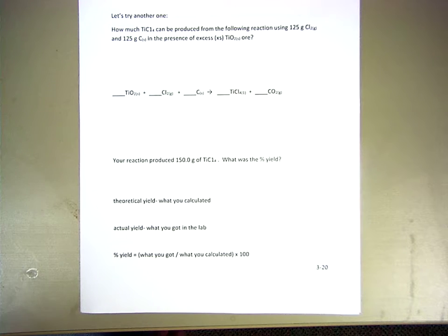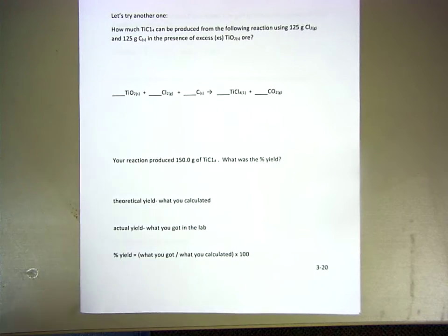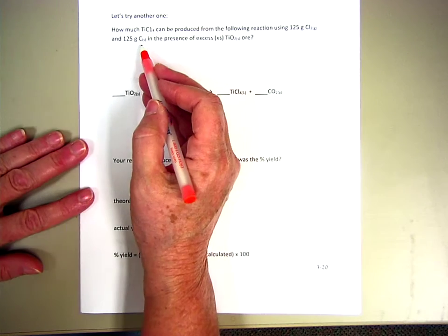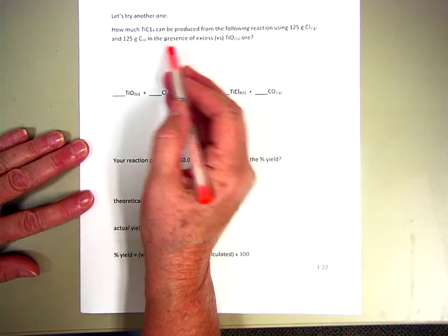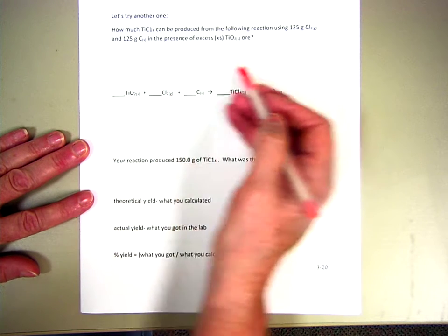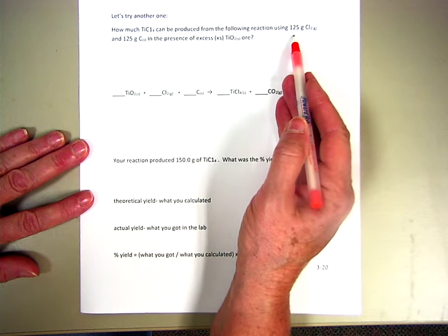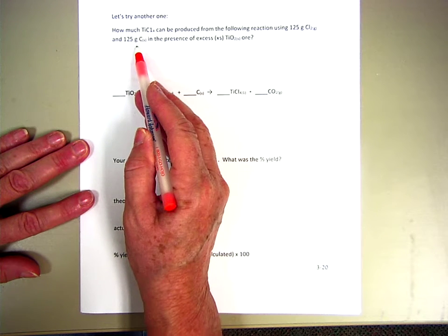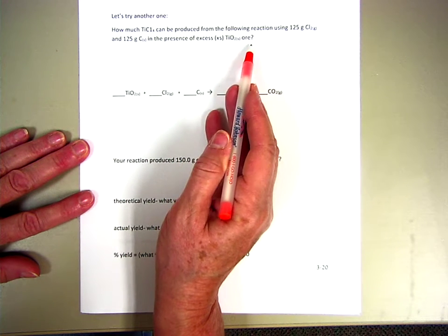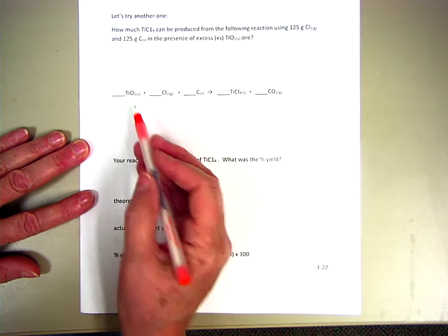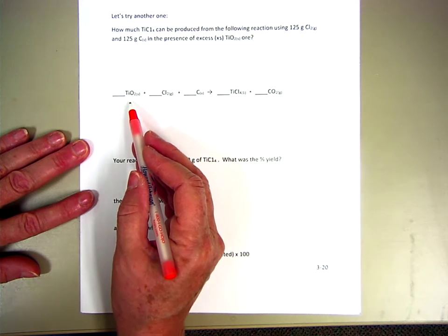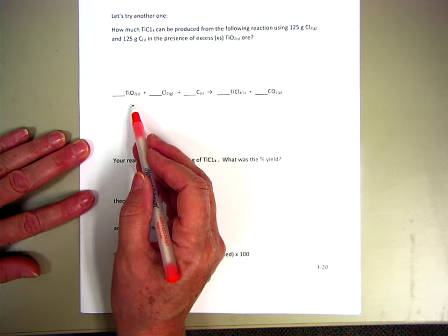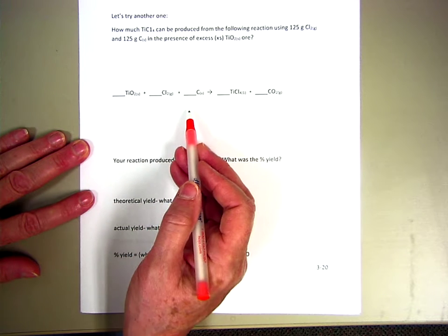So we're going to look at another example, and again, it's coincidental that I have the same amount of each type of reactant. So when we look at this problem, how much titanium chloride can be produced from the following reaction using 125 grams of chlorine and 125 grams of carbon with excess titanium oxide ore? That means we don't have to worry about the titanium oxide. We're just going to focus on calculating chlorine and carbon.